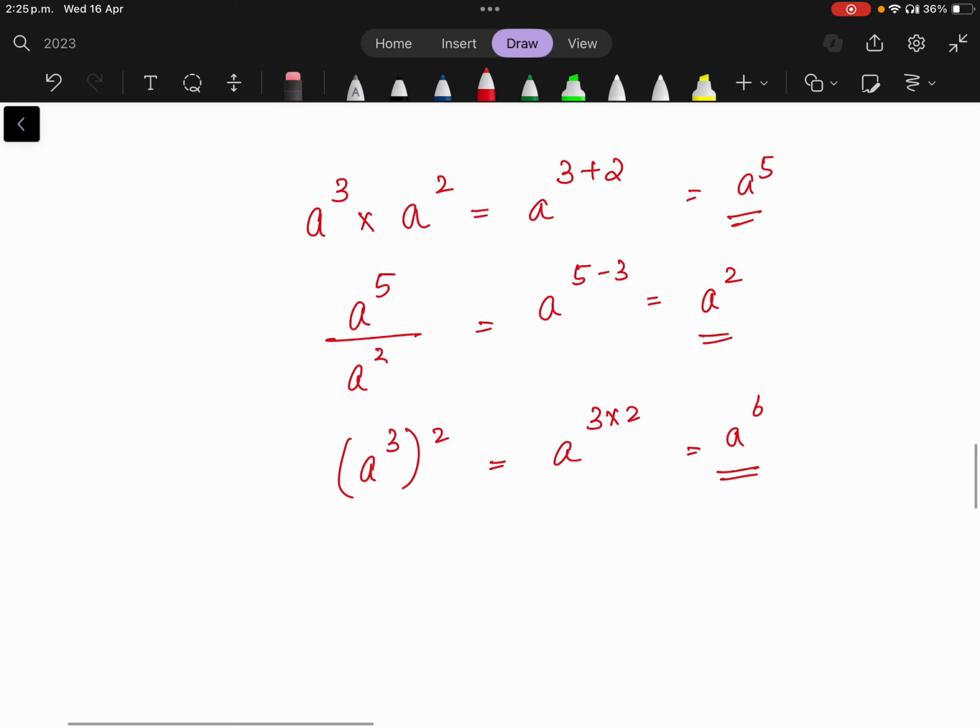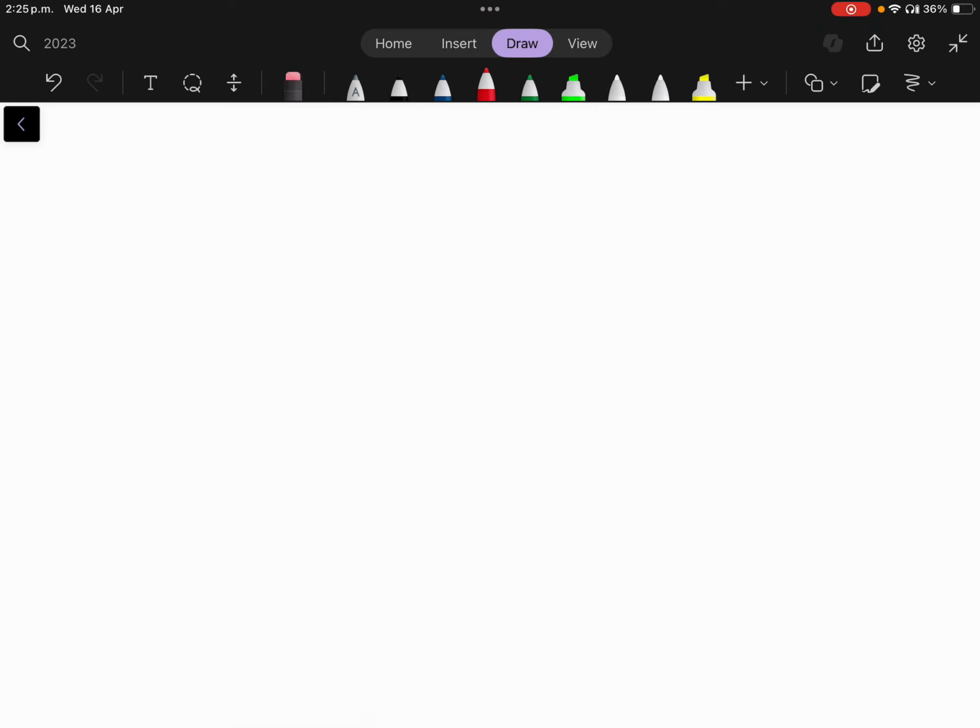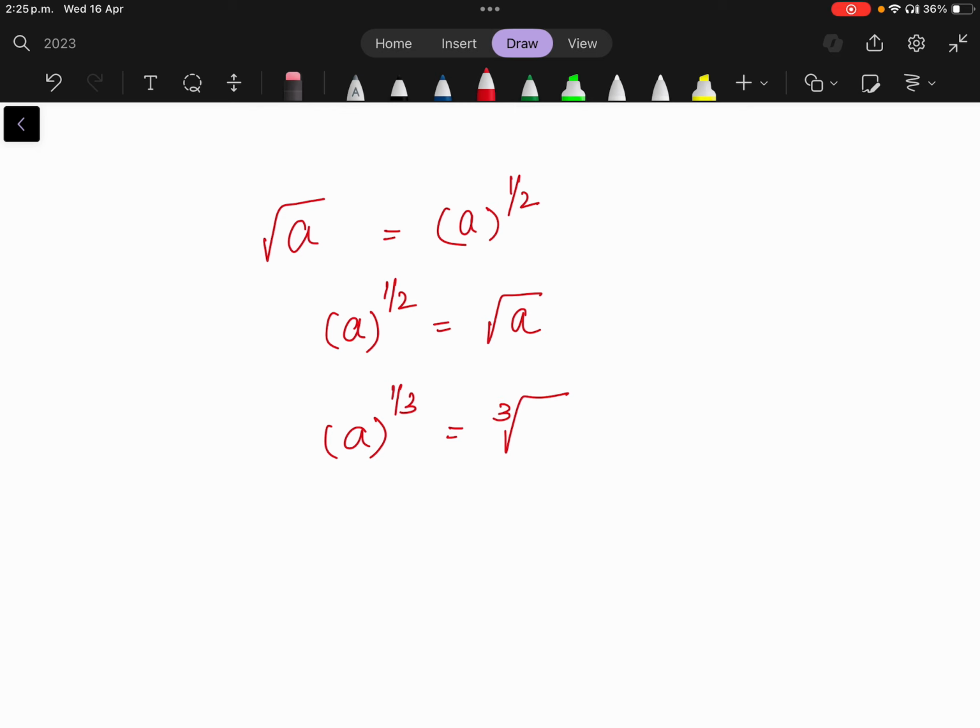Now we move on to a different one. If I write the square root of a, I can write it as a to the power of 1 over 2, and a to the power of 1 over 2 can be written as the square root of a. If I write a to the power of 1 over 3, that is nothing but the cube root of a. Whenever you write a square root, there is a 2 there, but we don't write it often. But here it is the cube root of a.